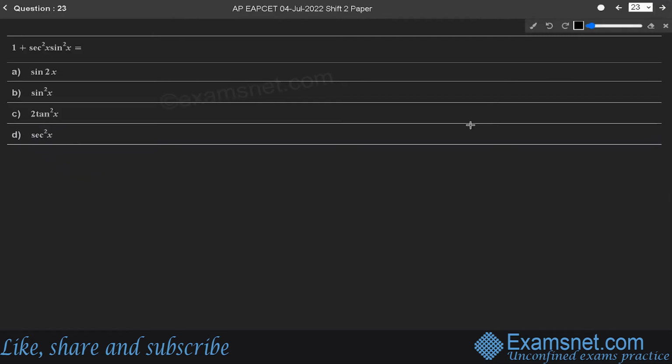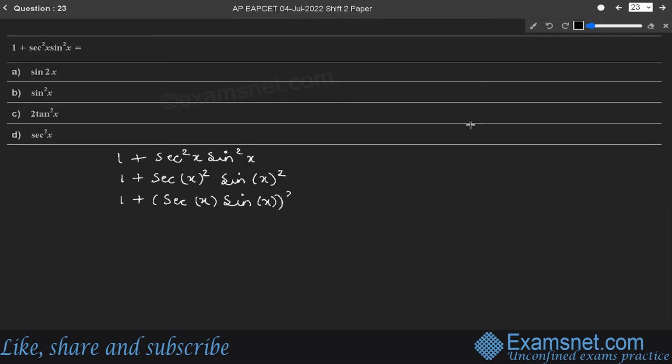Next question is also from trigonometry. The question is 1 plus sec square x into sin square x. Now it can be written as 1 plus sec x square into sin x square, or we can also write it as 1 plus sec x into sin x whole square. We know that sec x is 1 by cos x. So 1 plus 1 by cos x into sin x whole square.